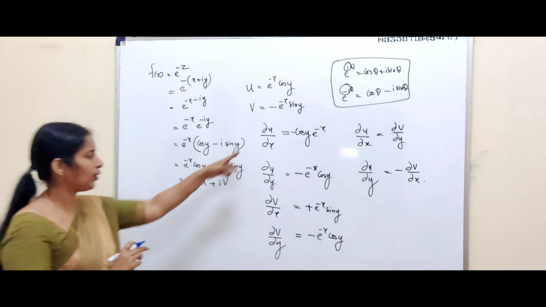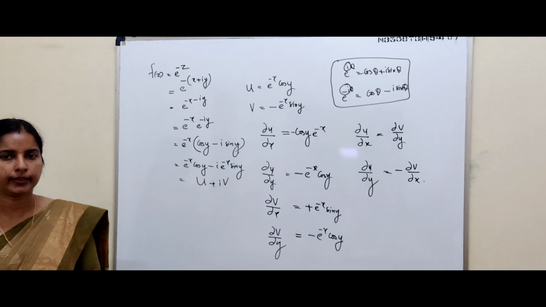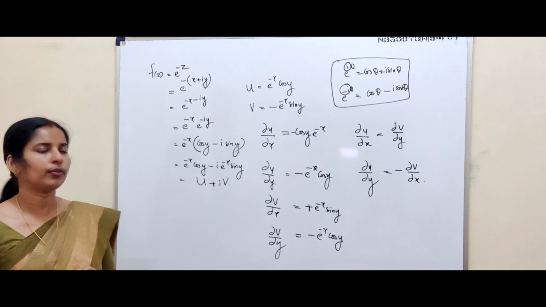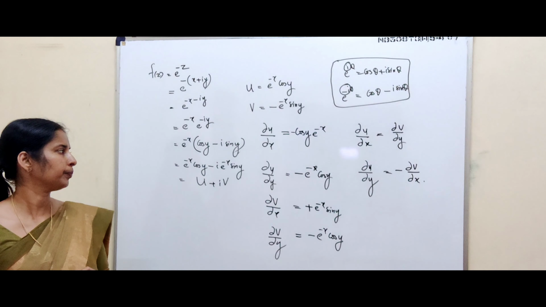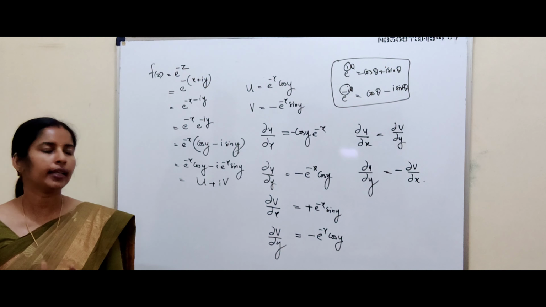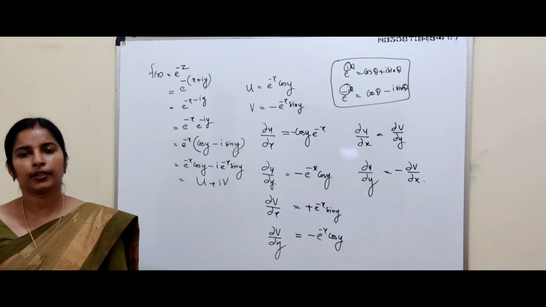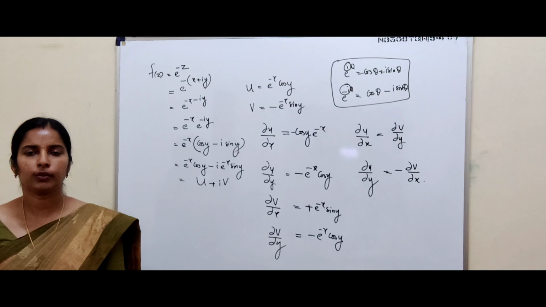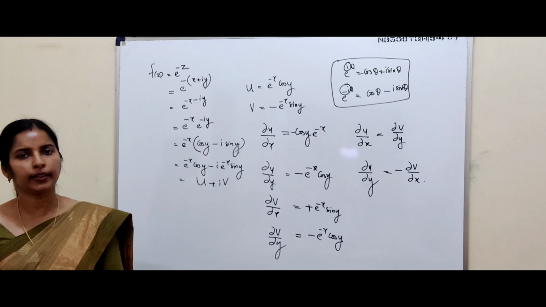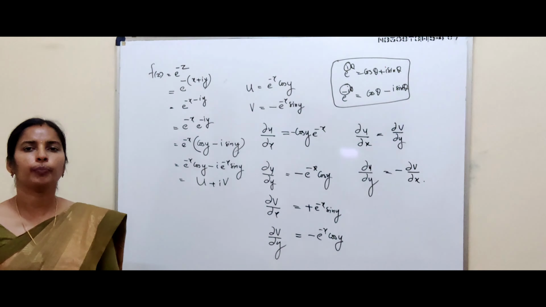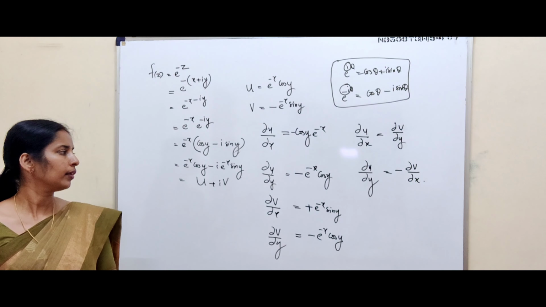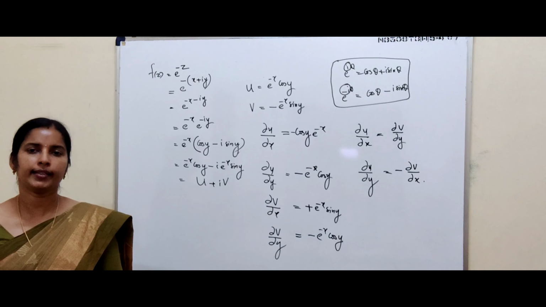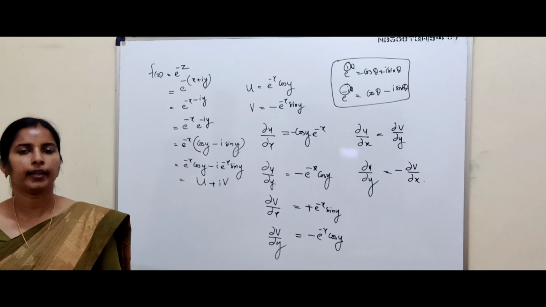And also, the four partial derivatives are continuous. Hence, e raised to minus z is analytic. Here I mentioned these four partial derivatives are continuous because the trigonometric functions sine and cos are everywhere continuous. Also, the exponential function is continuous everywhere. So, we know the product of continuous functions is again continuous. So we can say the four partial derivatives are continuous. So here e raised to minus z is analytic everywhere. So we can say e raised to minus z is also an analytic function.